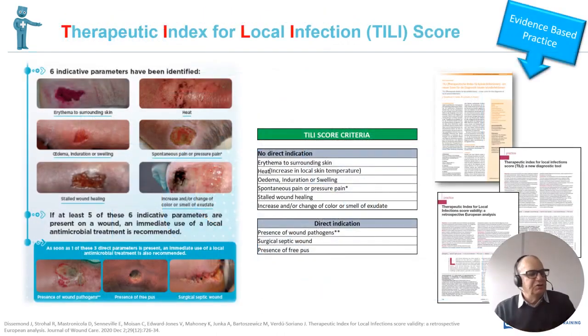So sometimes you are a bit confused on how to identify infection. How do I know if a wound is locally infected? There's quite a few tools out there, but one of the most recent ones, which I think is one of the easiest ones to use, is what is called the TILI score, the Therapeutic Index for Local Infection. What they did here, and this is highly evidence-based because it doesn't have one, but 3 publications behind it. The first publication talked about how this group of experts came together.